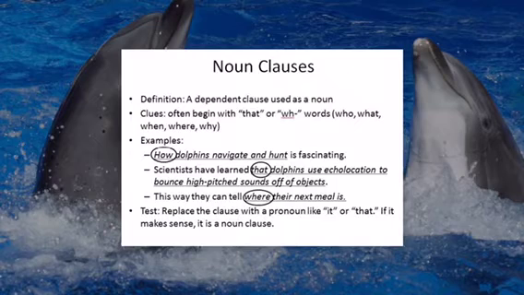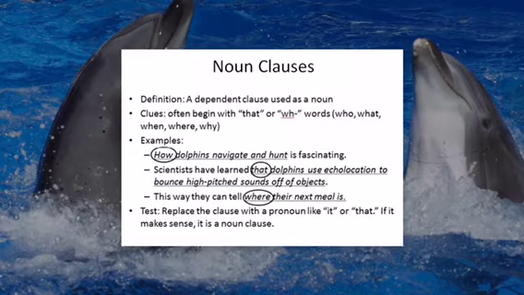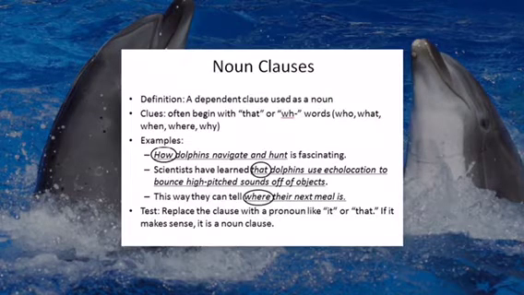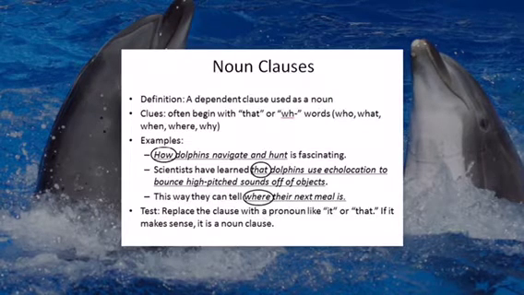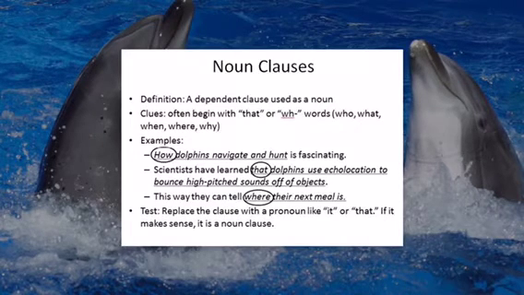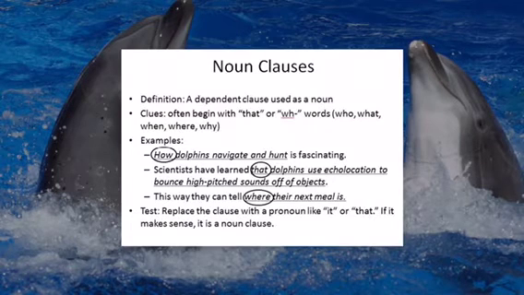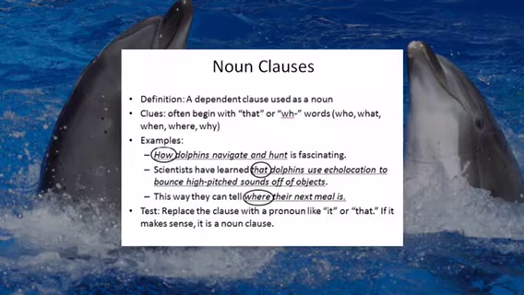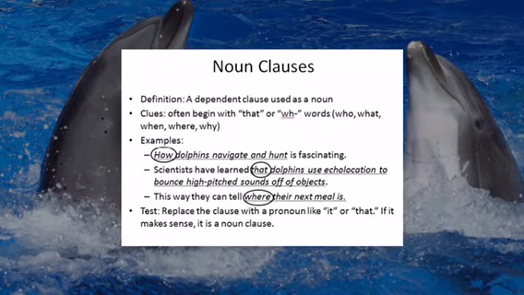How dolphins navigate and hunt is fascinating. If we replace the underlined clause with the pronoun it or that, we get it is fascinating or that is fascinating, both of which make sense. Move to the second example. Scientists have learned that dolphins use echolocation to bounce high-pitched sounds off of objects. If we replace the underlined clause with that, we get scientists have learned that, which makes sense.